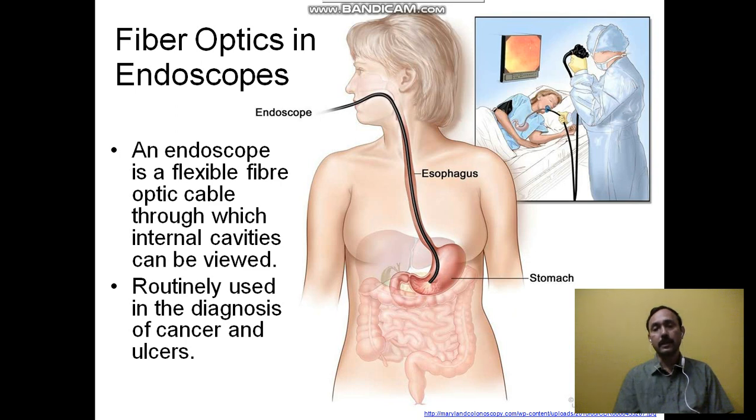So this is the picture I have taken from marylandcolonoscopy.com. This is fiber optics in endoscope medical treatment. This is the use. An endoscope is a flexible fiber cable through which internal cavities can be viewed. Routinely used in diagnosis of cancers and ulcers. So the cable is passed for endoscopy through the esophagus to our stomach, and the pictures are taken and can be viewed on the monitor.